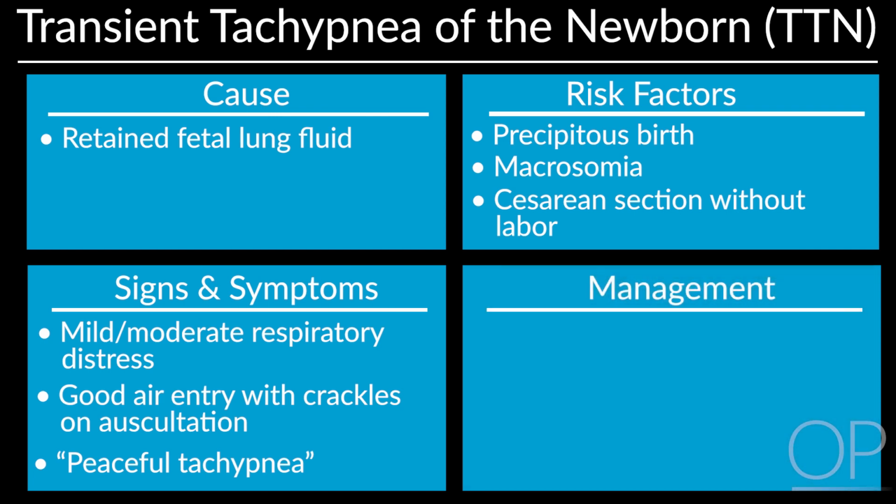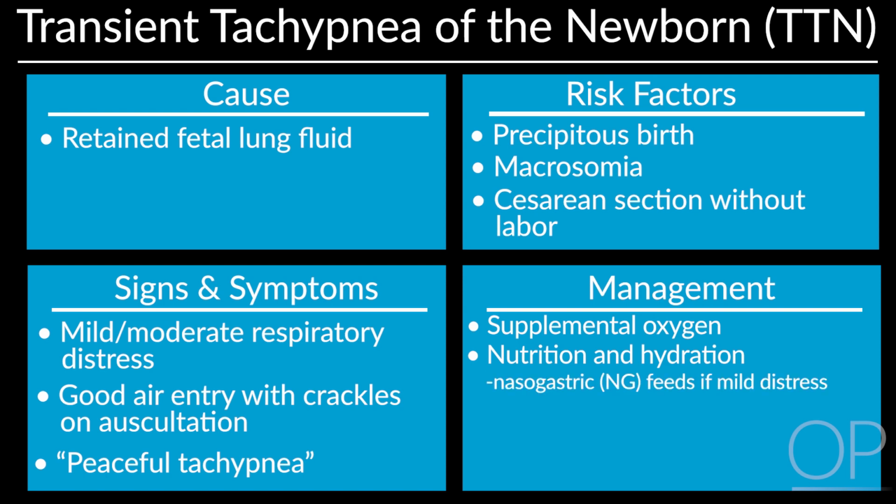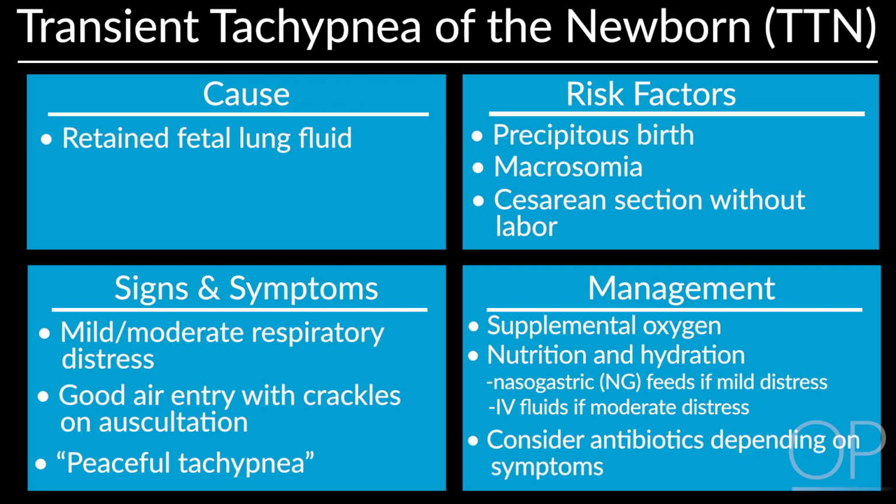To manage TTN, provide the newborn with supplemental oxygen if she is cyanotic, and provide nutrition and hydration. Give the newborn nasogastric feeds if the tachypnea and respiratory distress are mild, otherwise provide IV fluid. Consider giving the newborn antibiotics depending on the duration and the trajectory of symptoms.